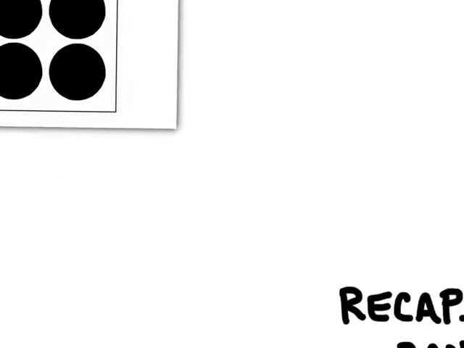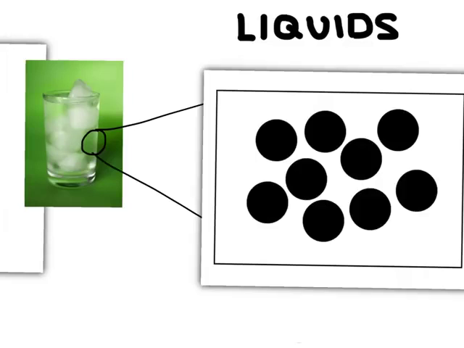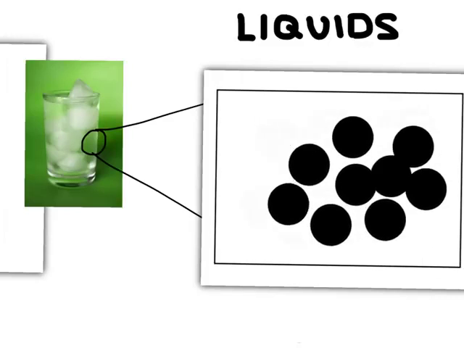Okay, let's take a look at the particles of a liquid. This time we're going to zoom in on the liquid water here and look at what its particles are doing. In a liquid, the particles have much greater kinetic energy. They're going to be moving a lot faster.